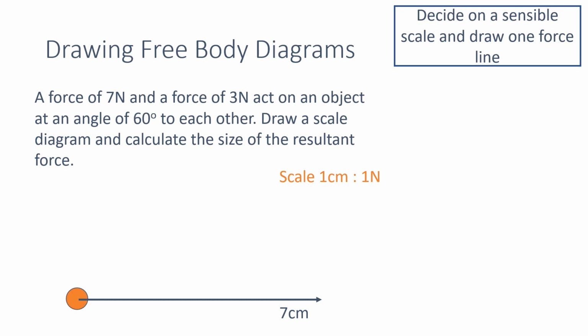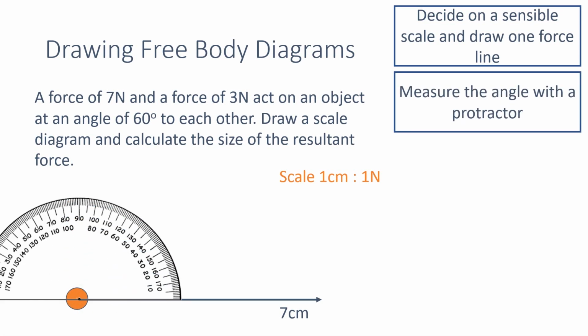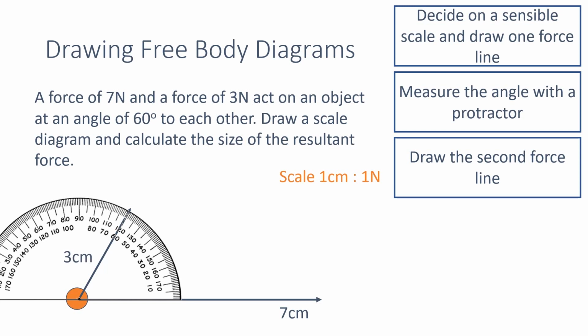I then need to draw the force of 3 newtons acting at an angle of 60 degrees. To do this, I'm going to line my protractor up, work out where 60 degrees is, and draw a line. This line will be 3 centimetres in length because it's representing a force that's 3 newtons. I then need to complete my parallelogram. So I'll draw my 2 opposing parallel sides, like so.